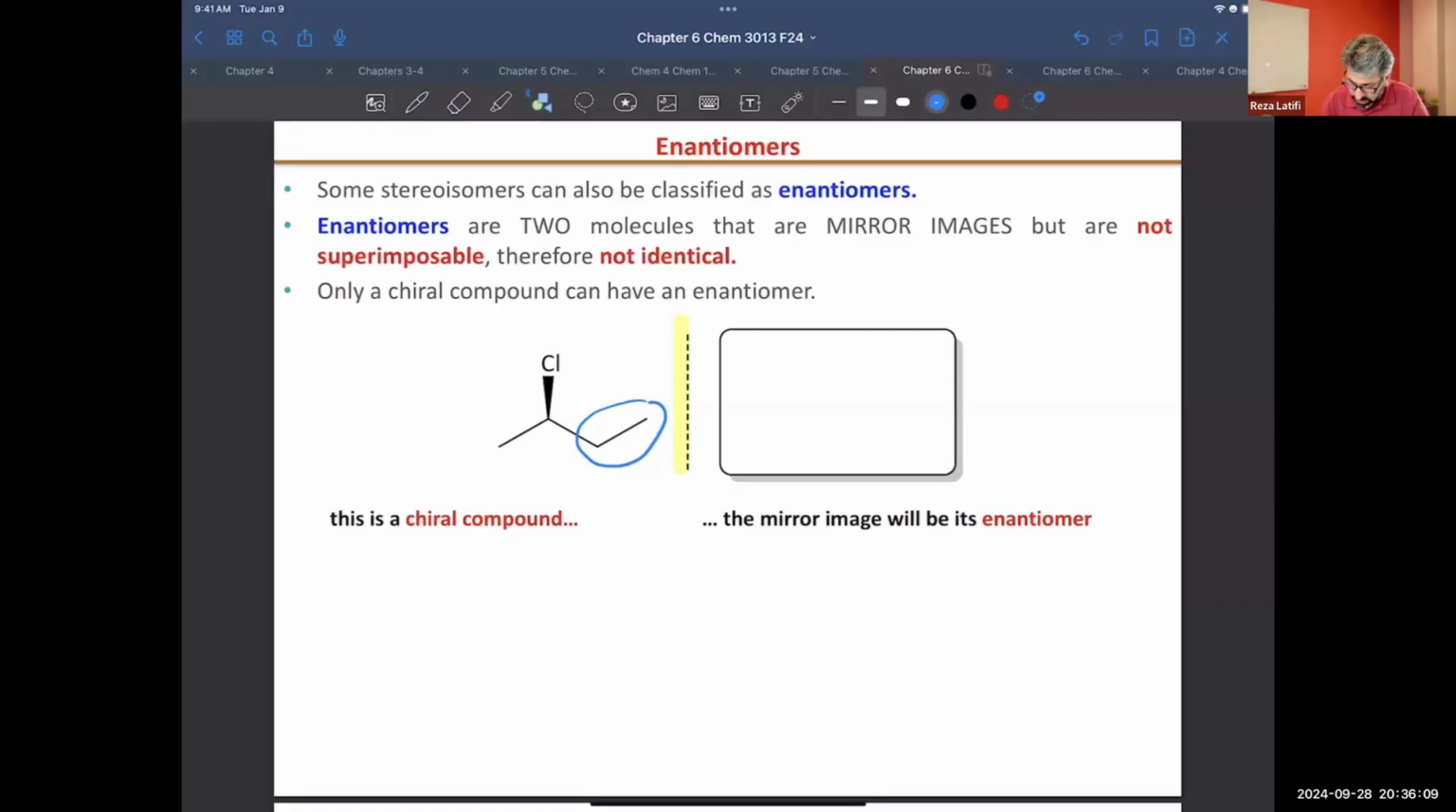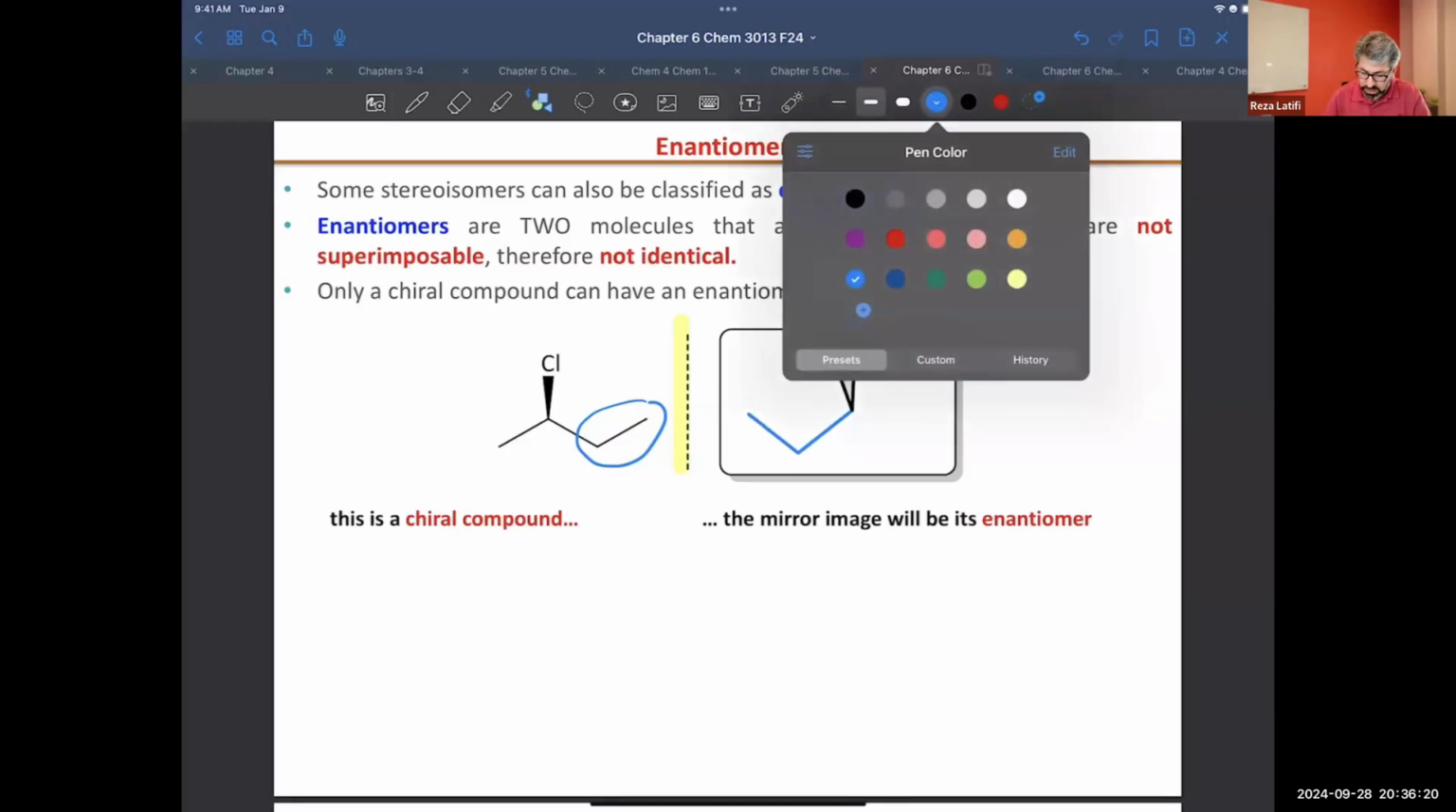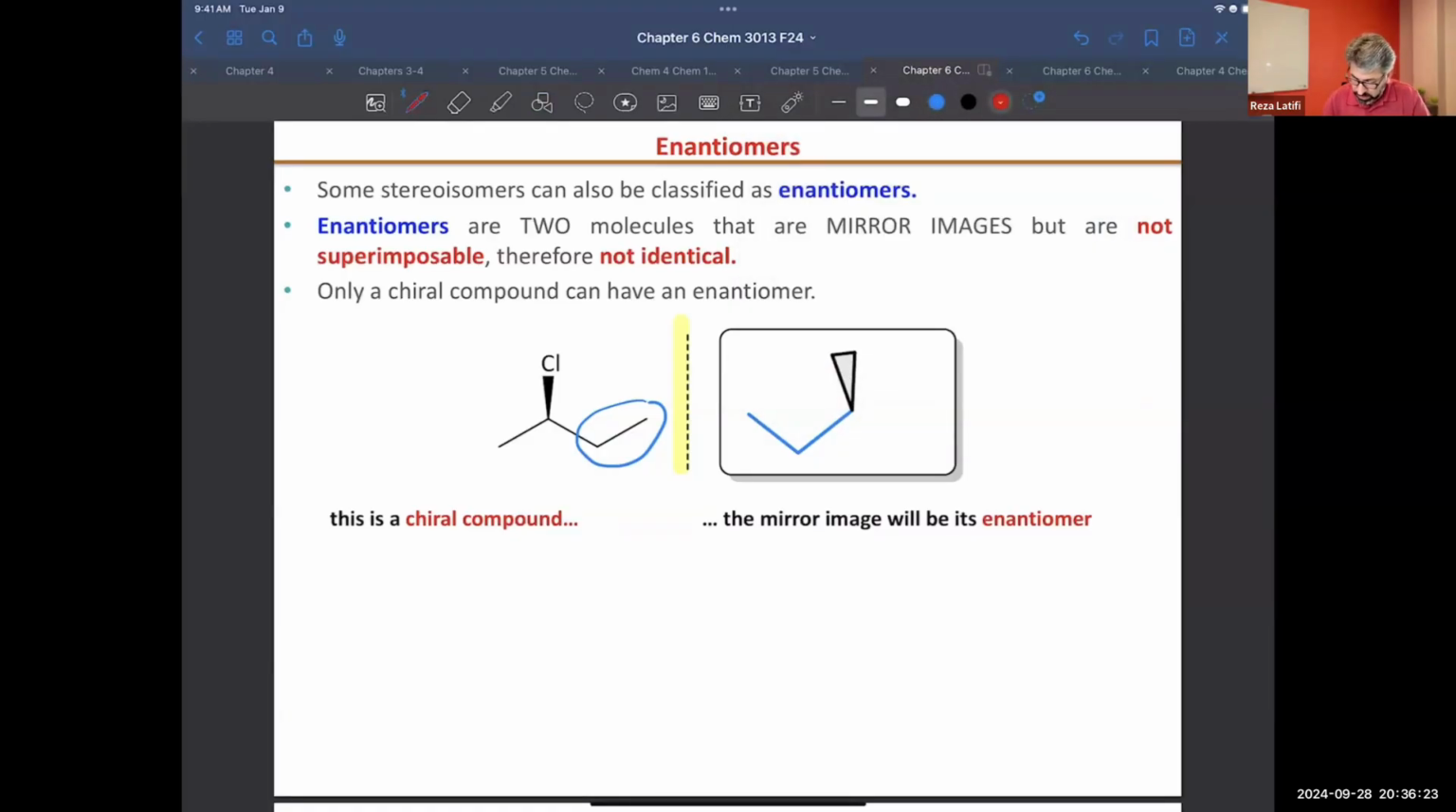I have an ethyl, and then I will have chlorine, and this is going to be the position of the chlorine. And then we will have a methyl group, somewhere here. And let's write the chlorine here. These two molecules are mirror images of each other, but if you try to put them on top of each other, they're not going to match. And this is the proof for it.